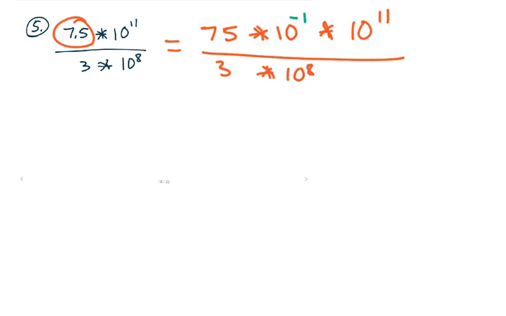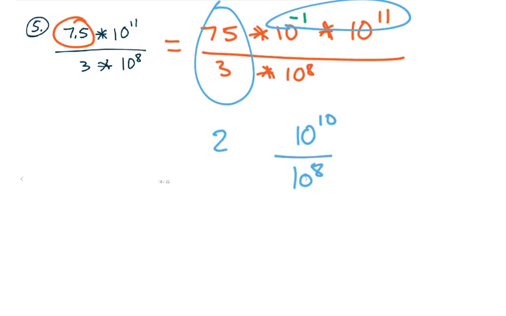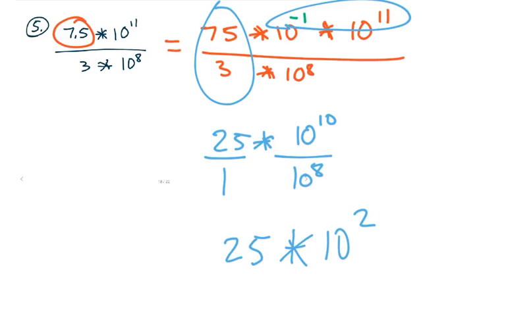Now what I'm going to do is clean this part up, and this becomes 10 to the 10. The bottom part is still 10 to the 8. 75 divided by 3 is actually very easy to do in your head. You know it's 25 because 3 quarters makes $1. So when we break this down, we get 25 times 10 to the 10th divided by 10 to the 8th. We subtract the exponents and we get 10 squared.